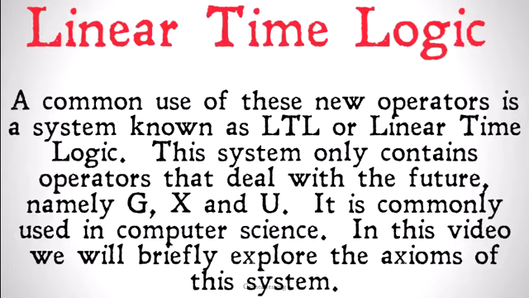The system only contains operators that deal with the future, namely G, X, and U. It is commonly used in computer science. In this video, we're briefly going to explore the axioms of the system. I'm not going to explain those axioms. We're not going to give too many examples. We're just going to kind of get our feet wet, because this is a pretty complicated and separate topic that we don't have time to go into.